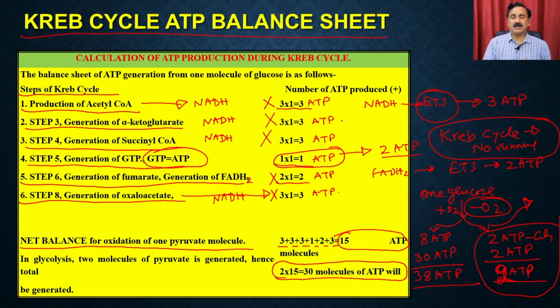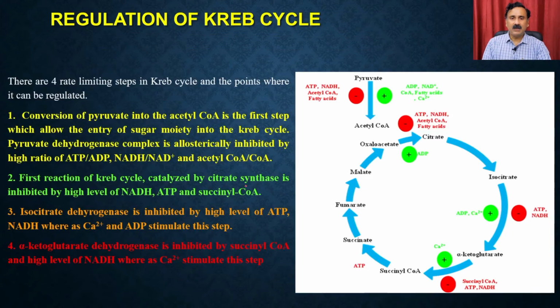So let's see how we can regulate the activities of the Krebs cycle so that all the reactions are under proper control. There are four rate limiting steps in the Krebs cycle, the points where it can be regulated.